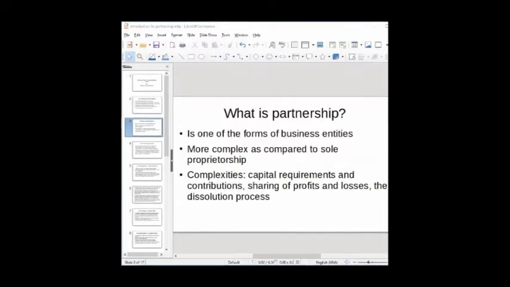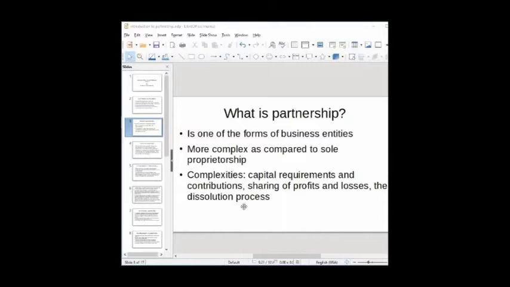What is partnership? Partnership is one of the forms of business entities. It is more complex as compared to sole proprietorships. Its complexity includes the capital requirements and contributions, the sharing of profits and losses, and the dissolution process.